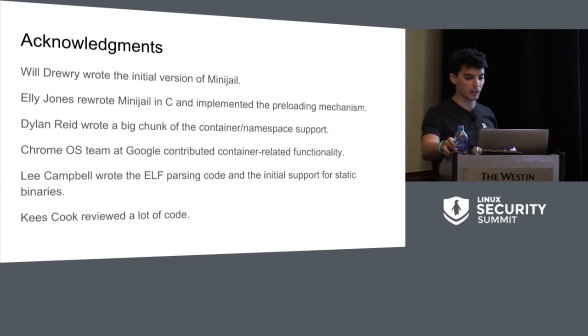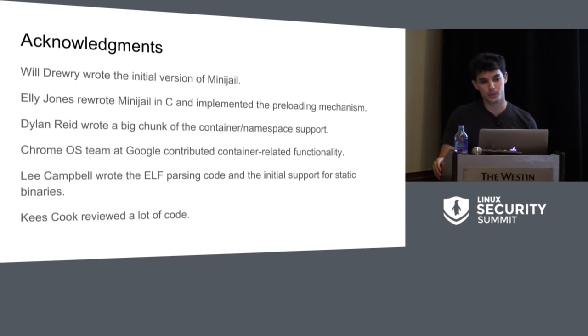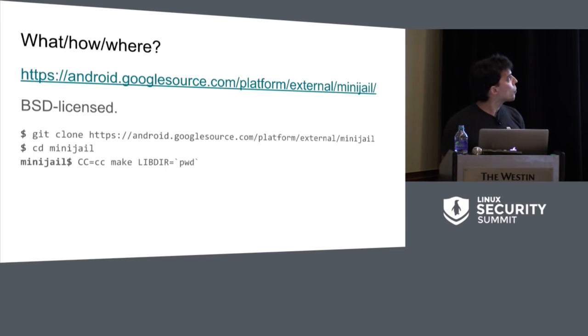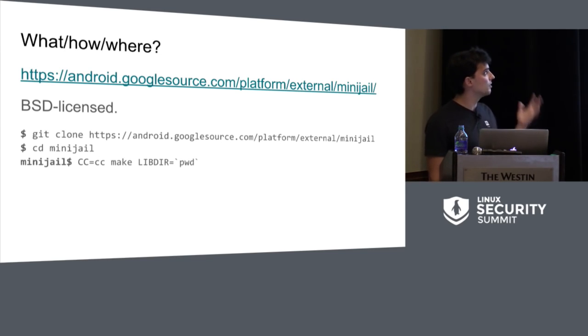We use Minijail a lot. It's shipped from the beginning on Chrome OS. It's going to be used on Android starting with 7.0 Nougat, mostly for seccomp. And it is used to implement Android and Chrome OS. And there we go. You can clone it. You can compile it. You can use it. BSD licensed. It lives on android.googlesource.com because that's where we mostly develop it.